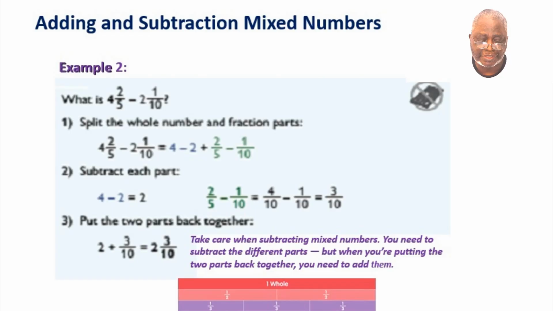How did you get 4/10? Remember, you want to make them equivalent fractions. So you multiply 2 by 2 and then 5 by 2 so that they will have the same common numbers at the bottom. Put the two parts back together. So the whole number 2 plus the fraction 3/10 is equal to 2 3/10. Be careful when you're subtracting. You need to subtract the different parts. But when you're putting the two parts back, you need to add them again.